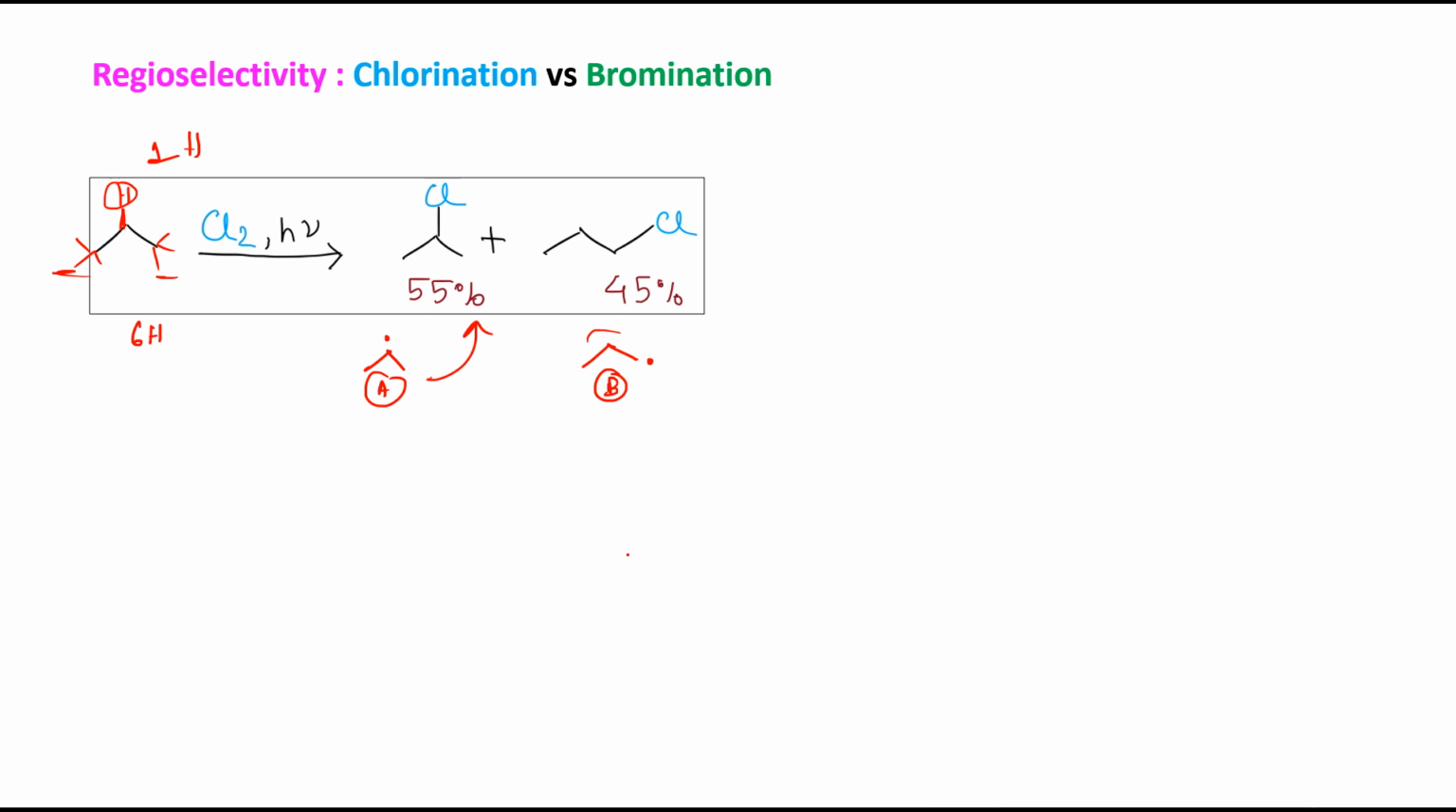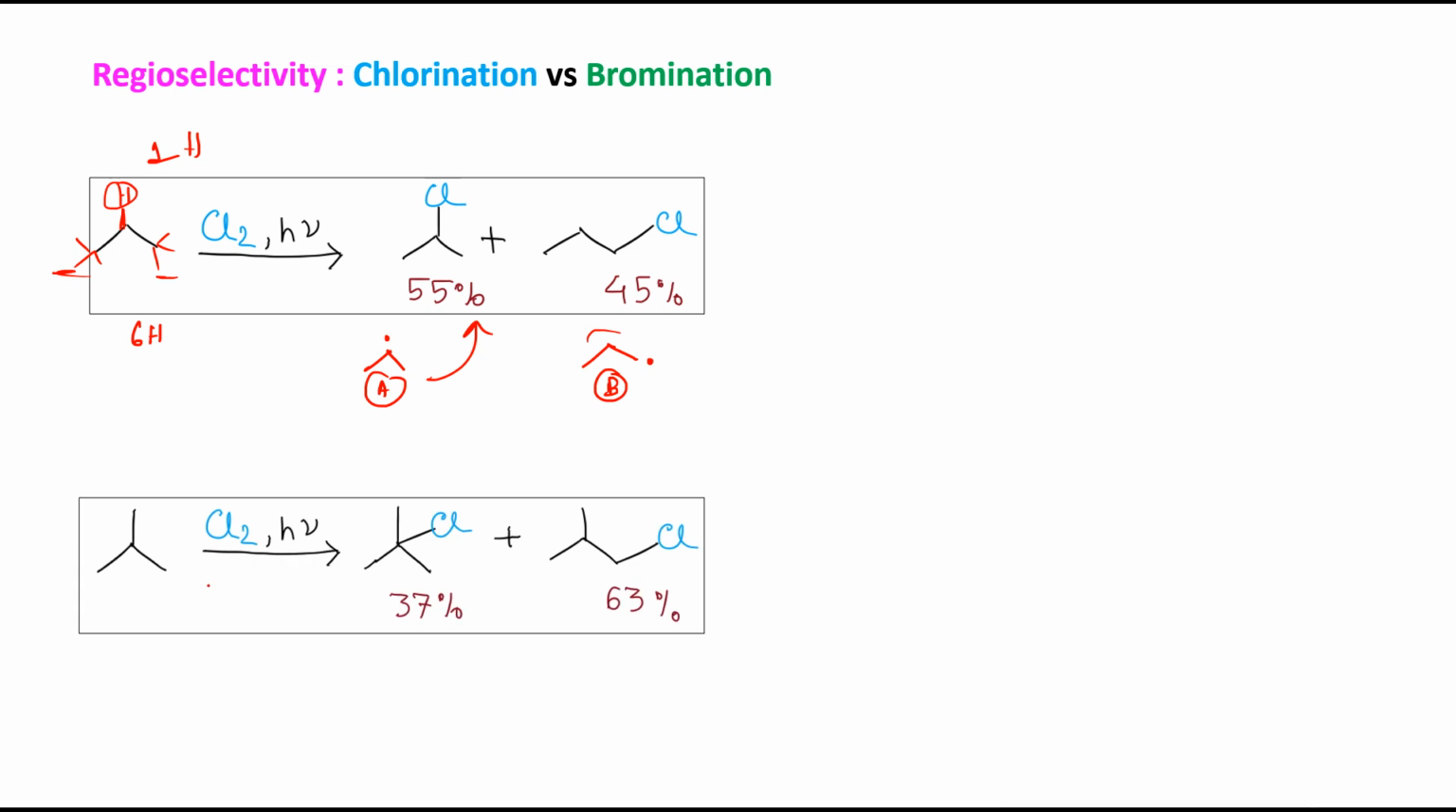If we combine these two factors, one is the stability of the free radical, another is the number. The number is high for the terminal hydrogens. So when we combine both these effects, though the major product we get is from the stable radical, which is A radical, still it is 55 to 45. That is, the selectivity is not very high. So this is regioselectivity.